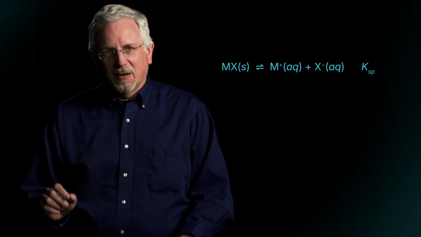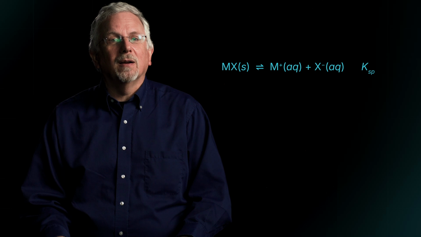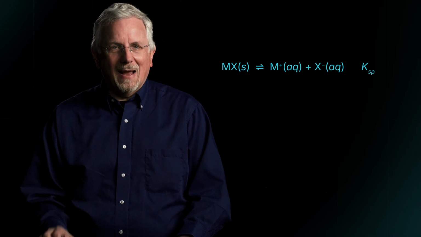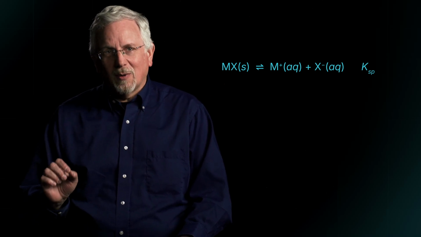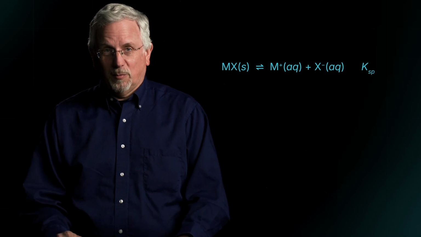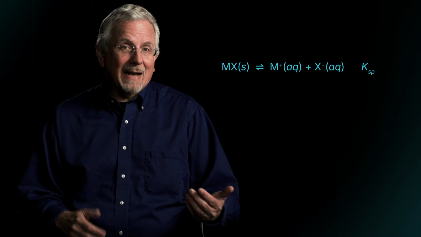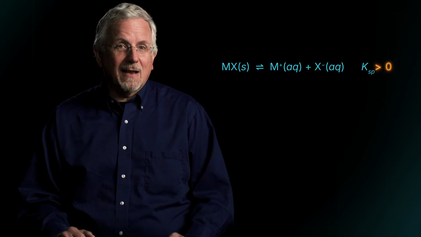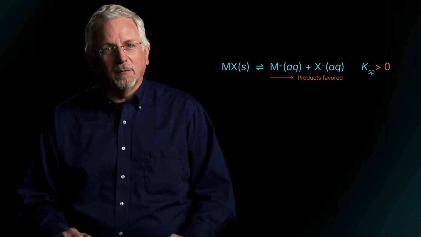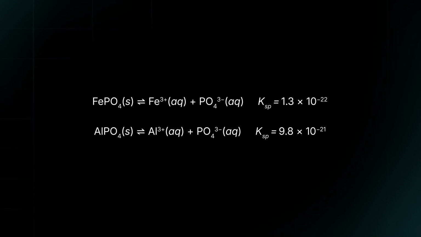This is an equilibrium constant, just like the ones we've seen before, but specifically for dissolution reactions, where the solid salt is the reactant and the dissolved ions are the products. Since equilibrium constants describe the balance between reactants and products, a larger KSP means that more salt dissolves. But we have to be careful when comparing different salts. To see why, let's start by comparing iron 3 phosphate with aluminum phosphate.